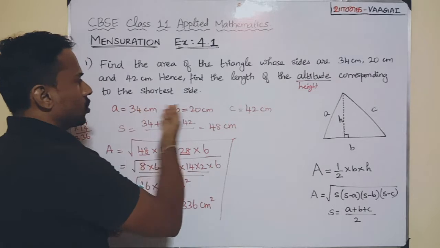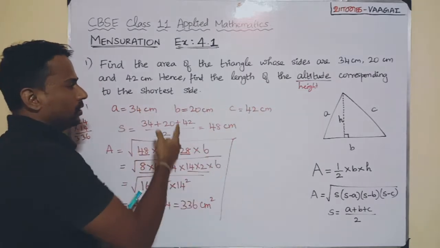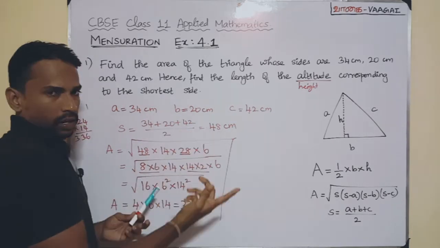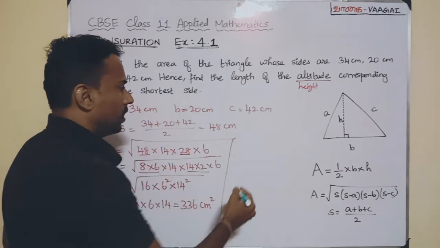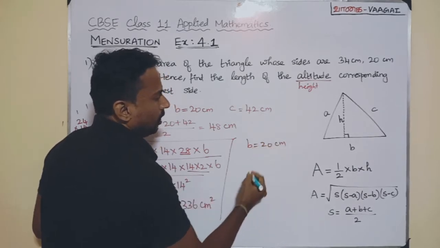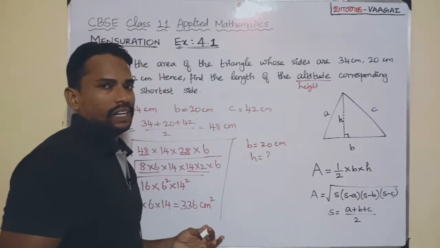So here what is the shortest side among the three sides? This B is the shortest side. So 20, because the other two numbers are bigger. So this is the shortest side. So I'll take B is equal to 20. This is my base. And then height is equal to what? We don't know the height. That's what we need to find now.